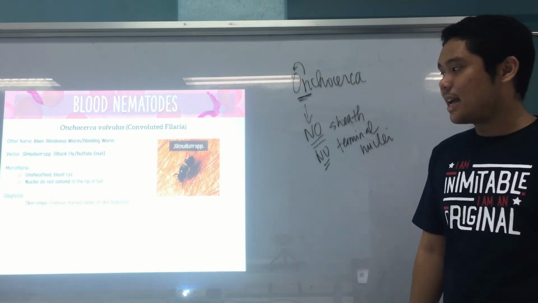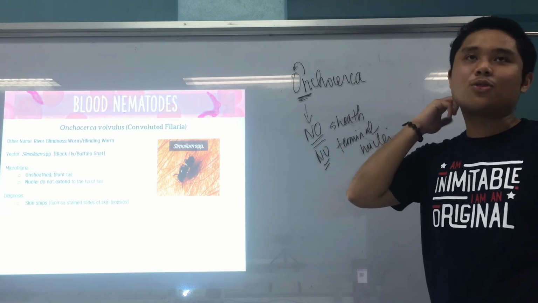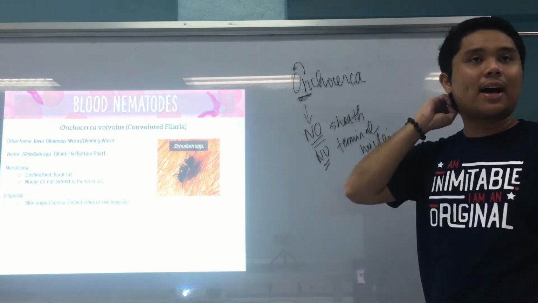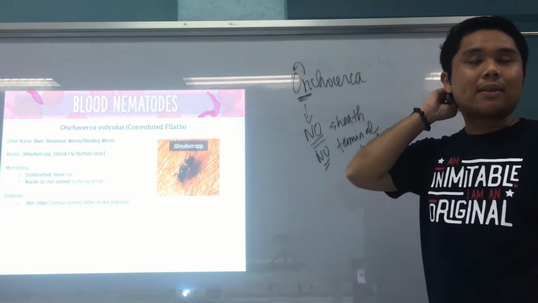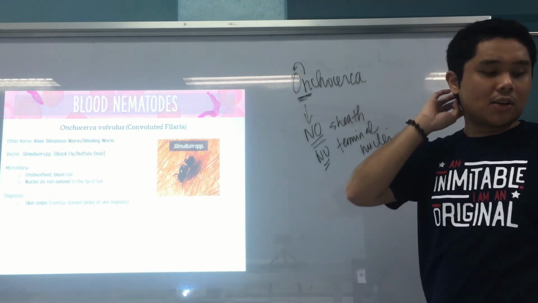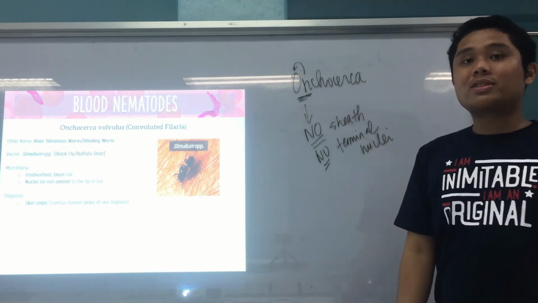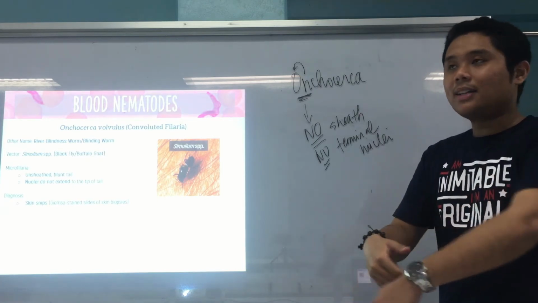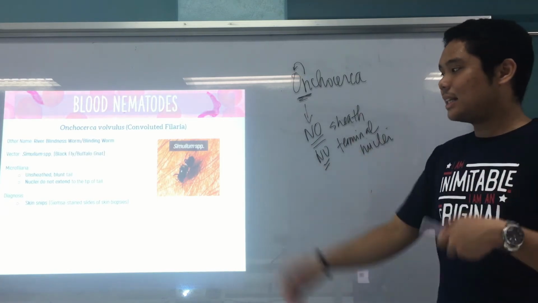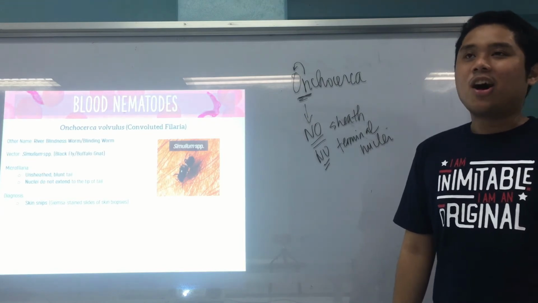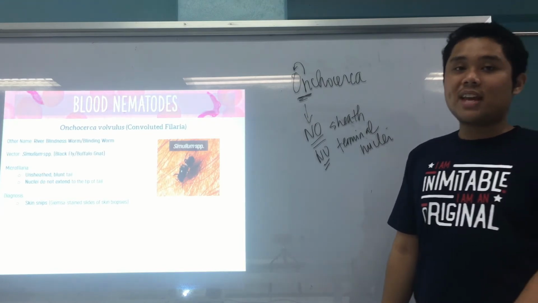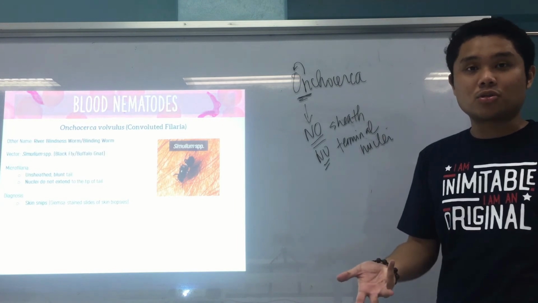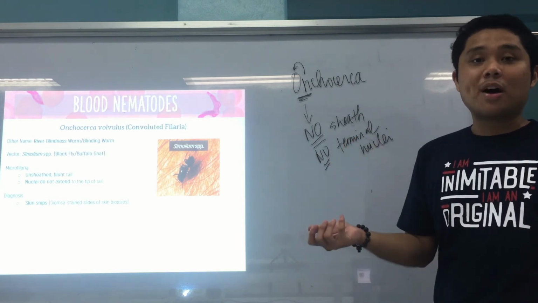Now for diagnosis, again, we use skin snips. This is the only one different from the rest of the filarial worms, because the method of choice for diagnosis for Onchocerca is through skin snips, meaning we get a sample from the skin. Skin biopsies, and then we stain that in Giemsa. Because again, Onchocerca volvulus resides in the subcutaneous tissues, so the Microfilaria can also be found there.